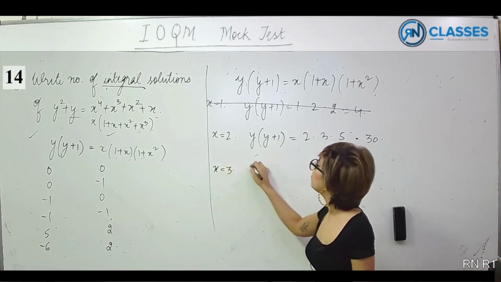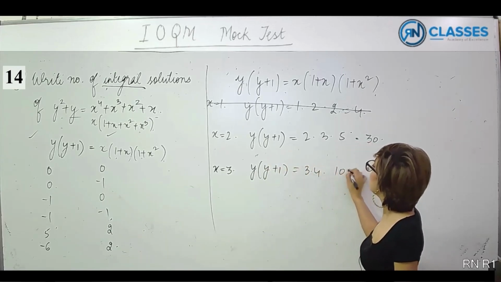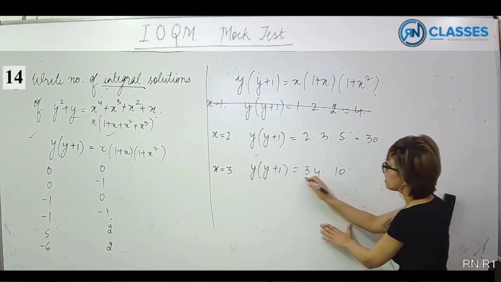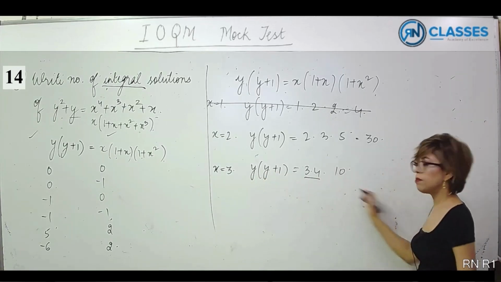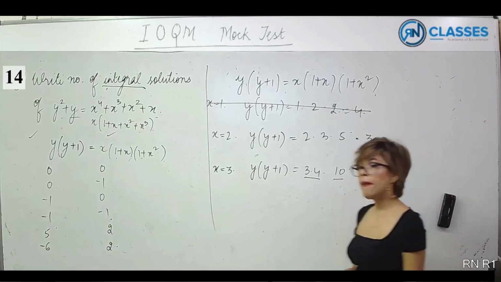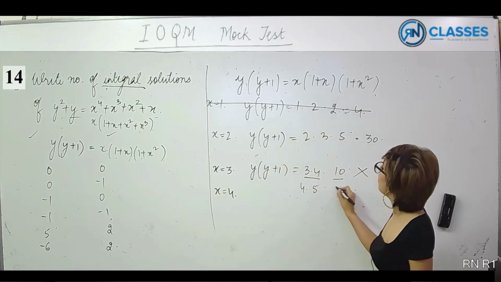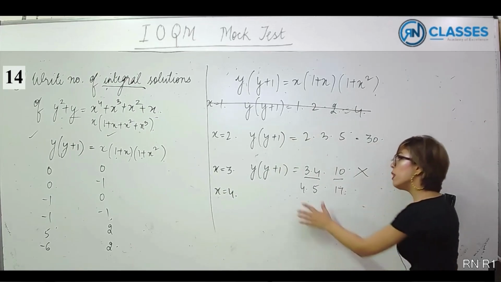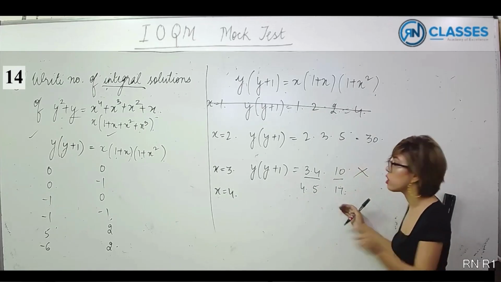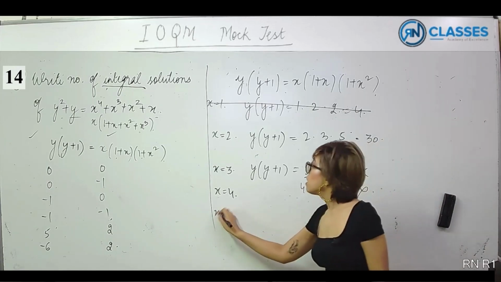X equal to 3. Y into y plus 1. This becomes 3 into 4 into 10. Now, if you look carefully, here consecutive integers are there. And this number is 12 and this number is 10, right? Not a product of consecutive integers, so I will reject it. Now, when I put x equal to 4, this becomes 4 into 5 into 17. So, this is 20, this is 17. Again, not a product of two consecutive integers. In fact, the difference between 20 and 17 is 3. Alright, not the one.